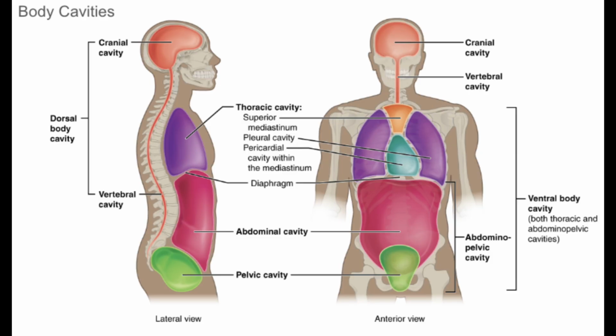For example, if you're asked the question, is the abdominal cavity inferior to the pleural cavity? You would say, yes, it is. Or if the superior mediastinum is superior to the pericardial cavity, yes, that would be true.